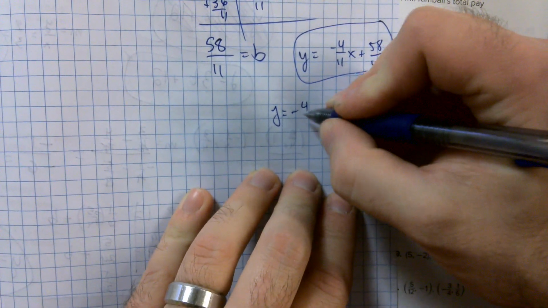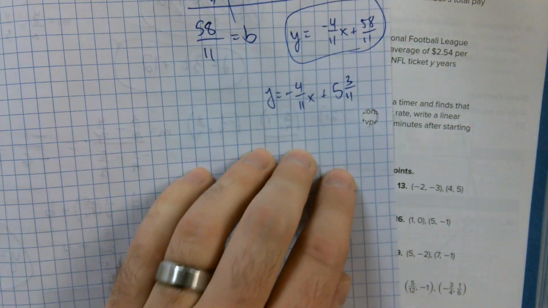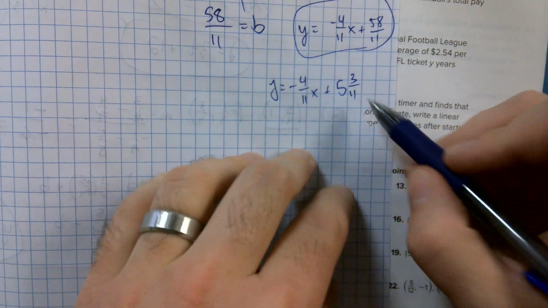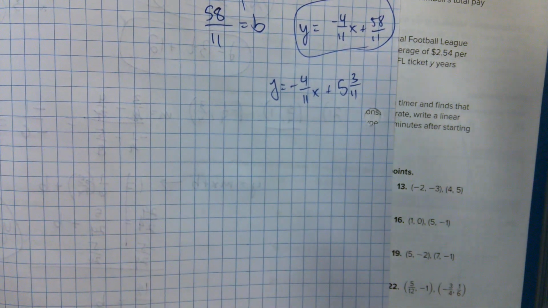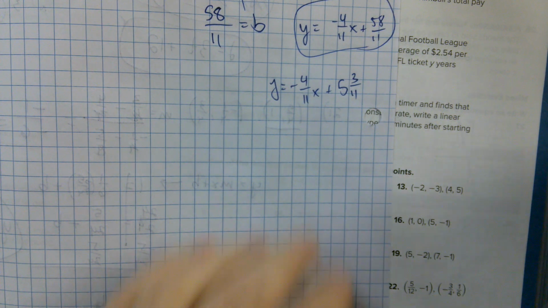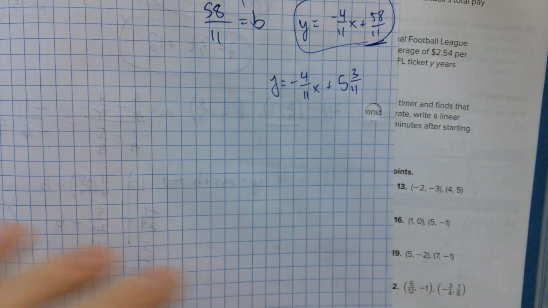If we were to write it like that, plus 5 and 3 elevenths, typically we would never see this because at this point in our algebra skills, it looks like two separate terms. It looks like there's a 5 and there's a 3 elevenths. We don't really see that as one thing. So from now on, just leave it as improper fractions. Okay, that's a good question.